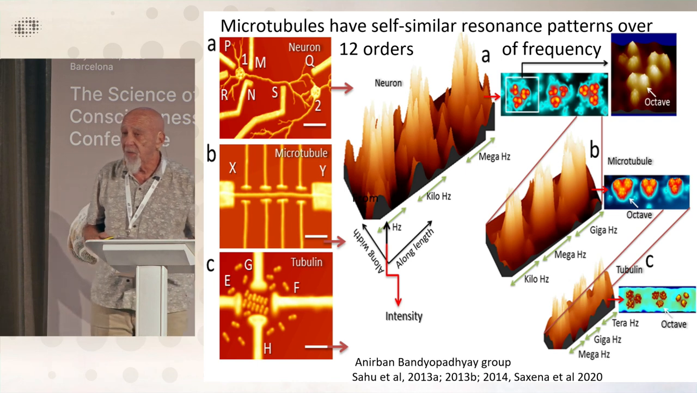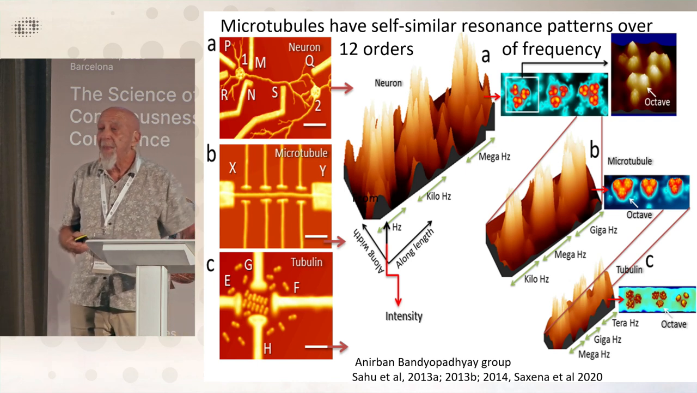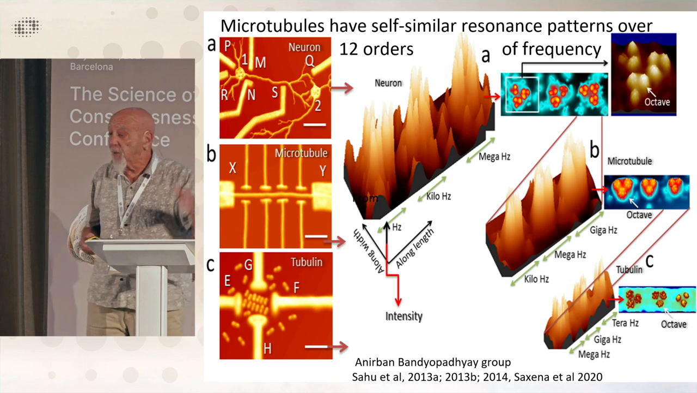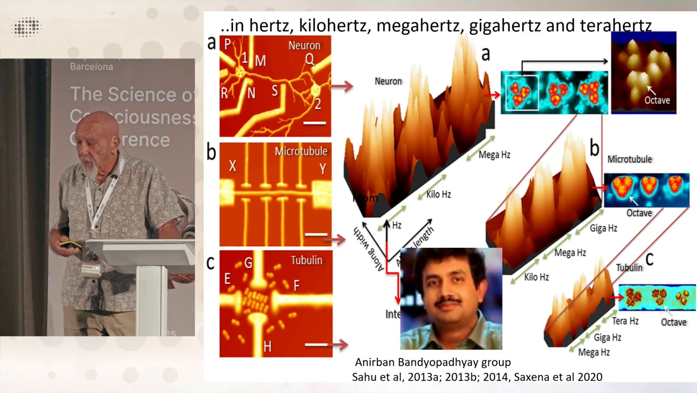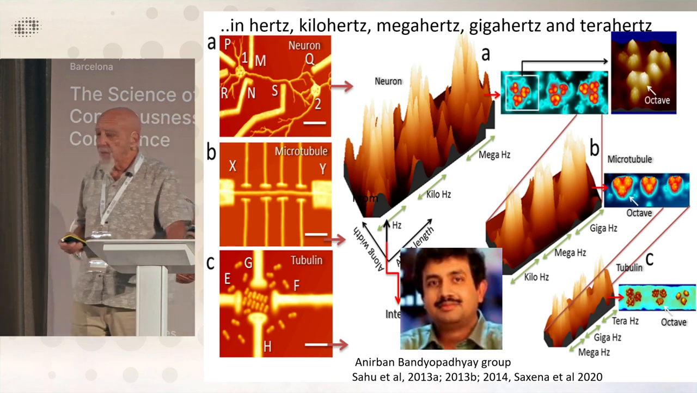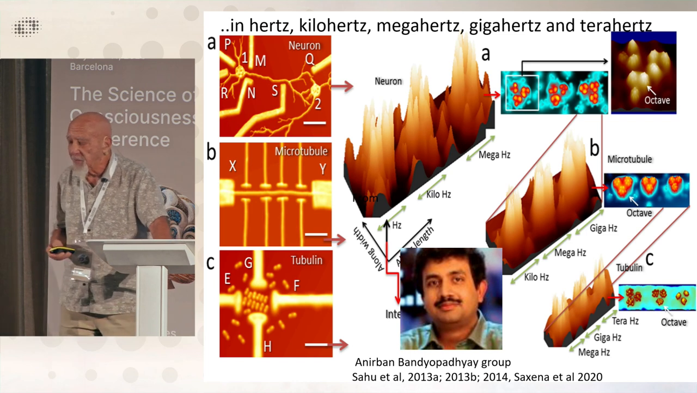So we have processes at very, very small, fast scales that can transcend up to consciousness, for example. So there's Anirban, and these are found in hertz, kilohertz, megahertz, gigahertz, and terahertz.